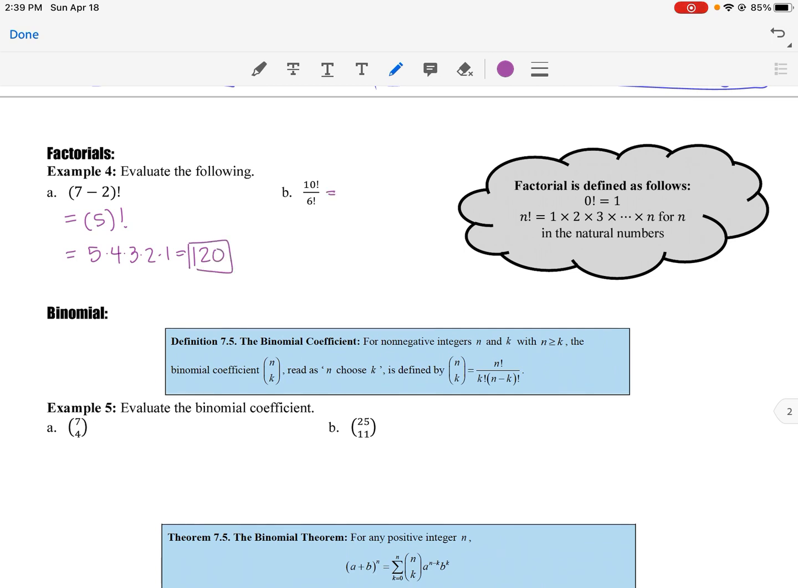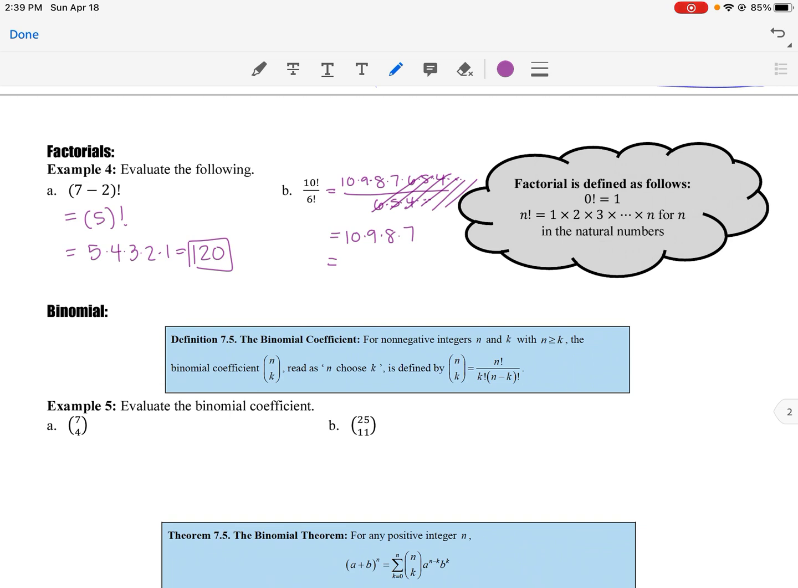This one, if you think about what it's saying, 10 factorial, that's 10 times 9 times 8, don't forget 8, 7 times 6 times 5 times 4 times 3 times 2 times 1, all divided by 6 times 5 times 4 times 3 times 2 times 1. You'll notice the 6s, the 5s, the 4s, the 3s, the 2s, the 1s will cancel. So we're really just left with 10 times 9 times 8 times 7.